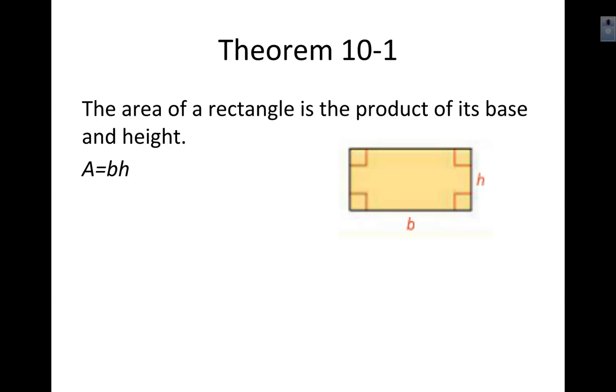The first shape we're going to look at is a rectangle. This can be used for a square, but the formula will be the same. It is the area of the base times the height. Now, because you're multiplying, it doesn't matter which one is the base and which one's the height. It all depends on the orientation of the shape.